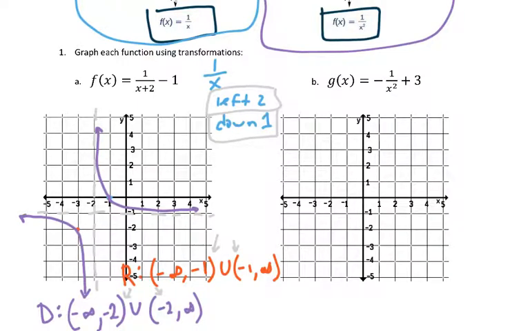We can do the same thing for this next one. Now notice the next one we have g of x equals negative 1 over x squared plus 3.